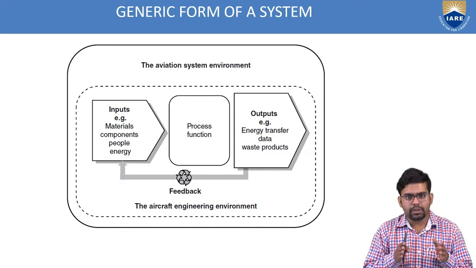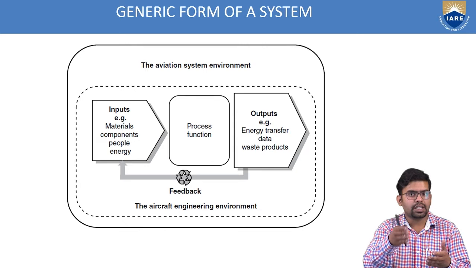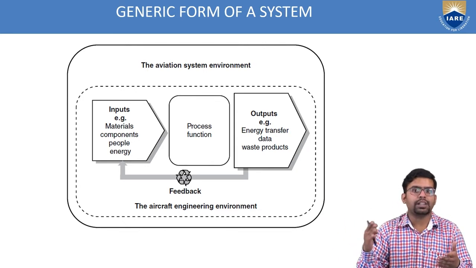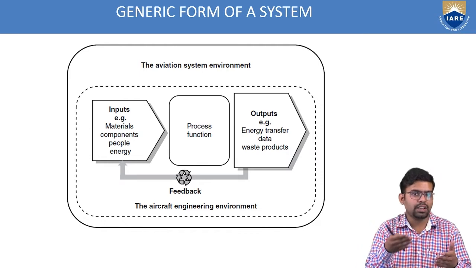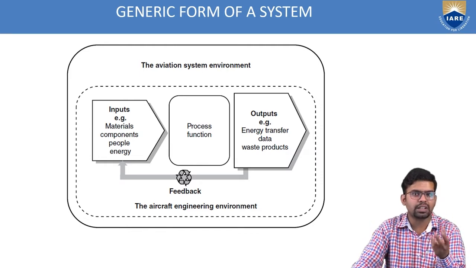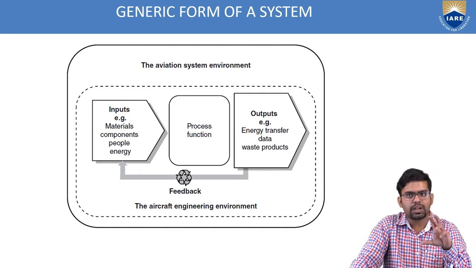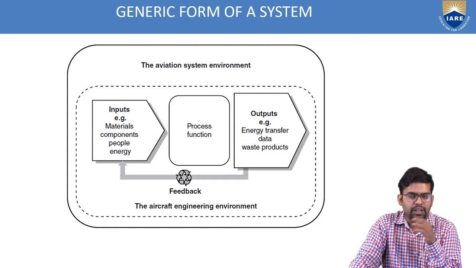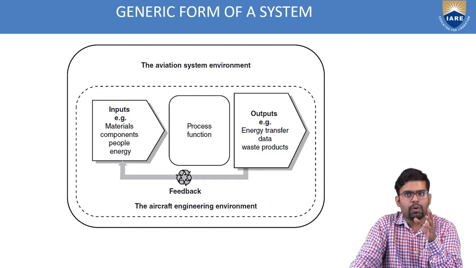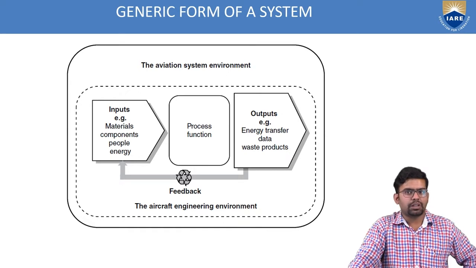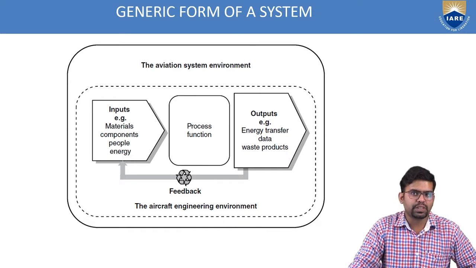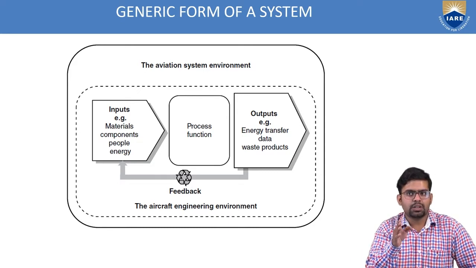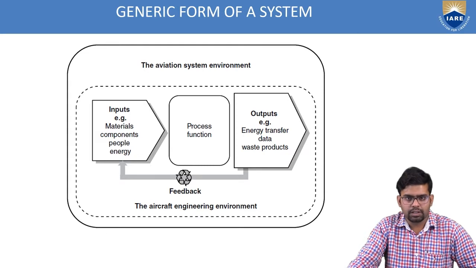Each system can have different subsystems that can give inputs to another subsystem, or take output from another subsystem and give input to its concerned subsystem. That is what we are seeing, the generic form of a system. So please note the figure over here and observe it keenly. What is written is the aviation system environment. When I say a generic form of a subsystem, we have inputs which go through a process function to give an output. Do you get me?